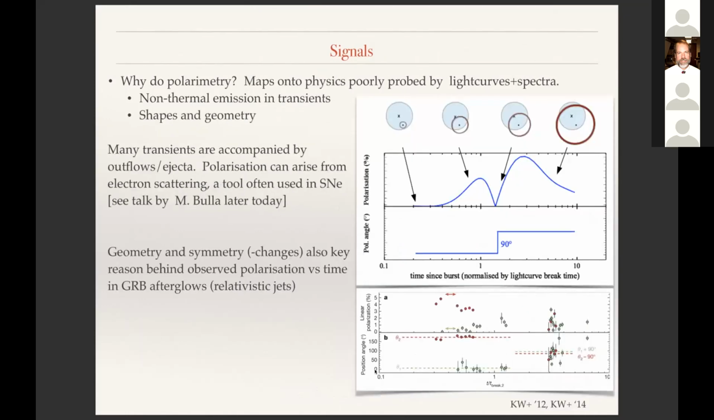Another property that's of interest for polarization is shapes and geometry of sources. One example is supernovae. In the ejecta of supernovae, Thomson scattering takes place, which polarizes the emission, and the polarization you receive depends on the geometry of the emitting, scattering area. The same is true for highly relativistic sources as well, like gamma ray bursts, where the polarization we receive is a direct function of the way that our line of sight probes the shape of the jet.